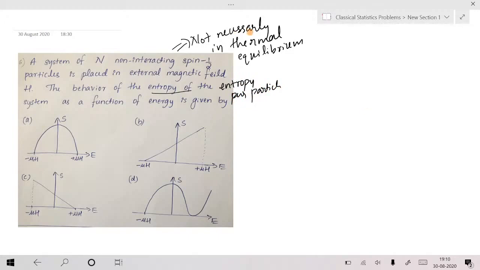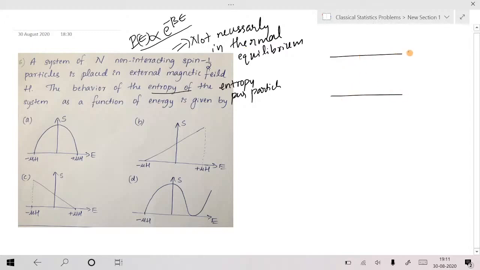Okay, this is not necessarily in thermal equilibrium. If it is in thermal equilibrium at temperature T, the energy levels are probabilistic. That probability is proportional to e to the power minus beta E, your Boltzmann factor. But he hasn't said they are in thermal equilibrium, so you have to take all possibilities. Now look here.